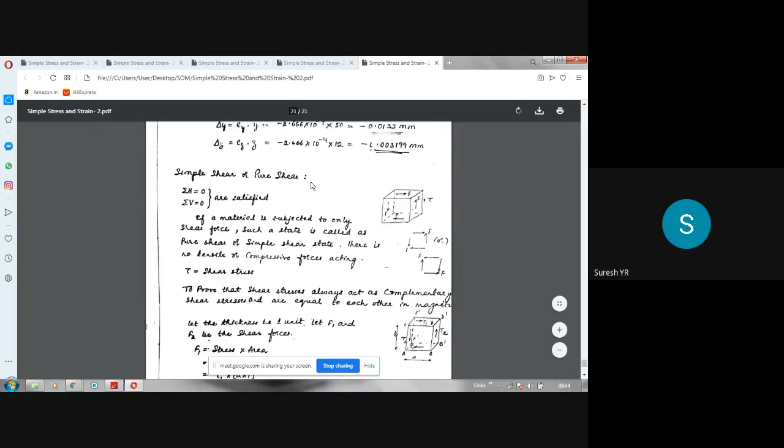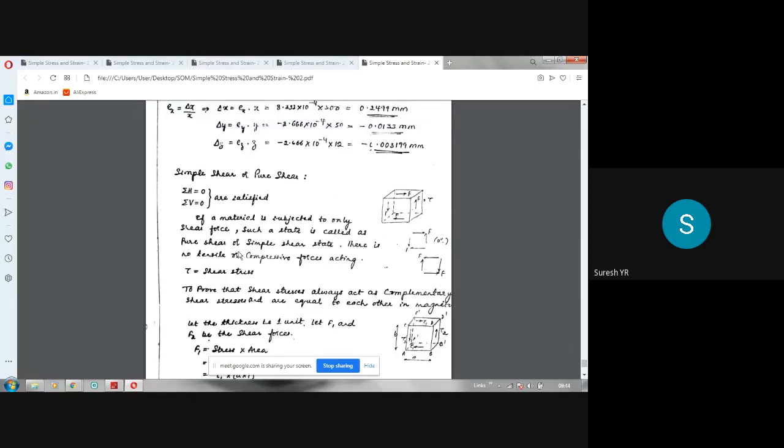So equilibrium condition is automatically satisfied in the case of simple shear or pure shear. If a material is subjected to only shear force, such a state is called pure shear or simple shear state. There is no tensile or compressive force acting. Tau is called the shear stress, which is nothing but the ratio of shear force divided by the area over which that force is acting.